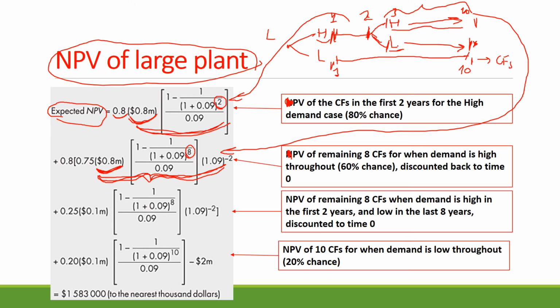We then have to weight it up with the probabilities, right? So we mentioned before that, in the question, we're given that the probability of having high demand throughout, which is what we have in this case, is 60%, right? And therefore, our probability here is 60%.